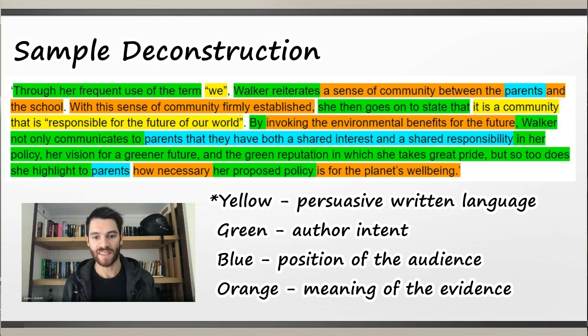Now, in this case, a sense of community is being generated. Environmental benefits are being invoked. A sense of urgency or necessity is being communicated for the planet's well-being. Now, this is what analysis looks like. It's a relationship between all of these things, which is why you're seeing the colors alternate.